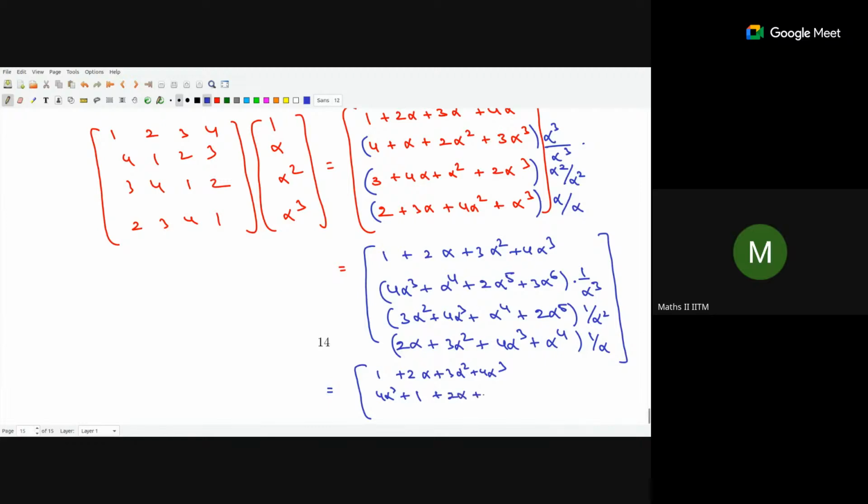So this will be 2 alpha plus, again, alpha power 4 times alpha square. Alpha power 4 is 1, so it will be simply 3 alpha square. Similarly, you can see this is 3 alpha square, 4 alpha cube, alpha power 4 is 1, and again 2 alpha power 5 is 2 alpha. So we have the same thing, 1 plus 2 alpha plus 3 alpha square plus 4 alpha cube. That will come even in the last entry also: 2 alpha plus 3 alpha square plus 4 alpha cube plus 1, which is nothing but the same thing. Okay, so we have this.